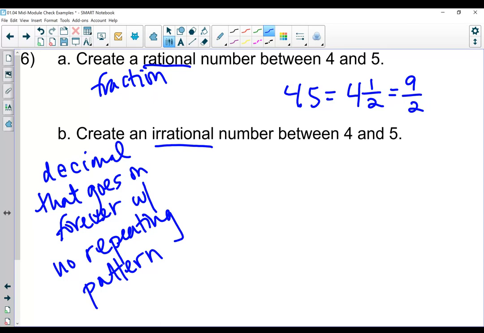For B, when I want to create an irrational number between 4 and 5, I'm obviously not going to start with 5. I'll start with the 4. And then I'm just going to write out some numbers and make sure that there's no pattern. So if I start with like 147, I wouldn't want to write a 147 again. All right, like 9, 2, 3, 4, 1. And then I'm going to make some dots to show that it goes on forever and it doesn't terminate.